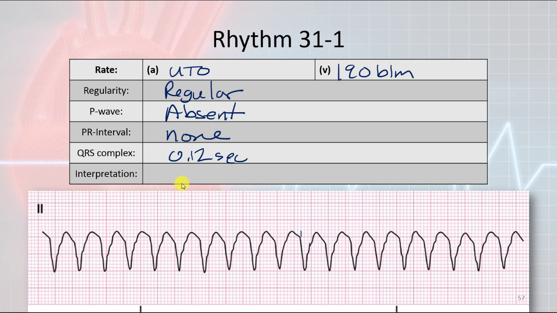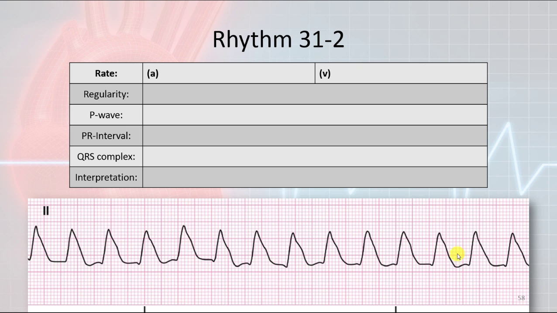How do you identify this interpretation? You would not be wrong if you just said it was VTach. Personally, I like to call it a sustained VTach. I don't have a 30-second strip here, but it's clear to me this is a sustained VTach according to this rhythm strip.